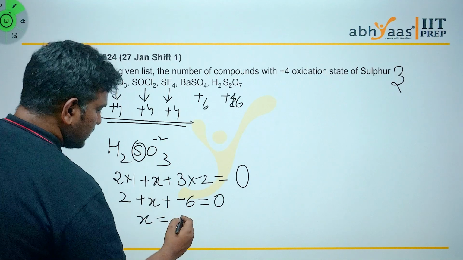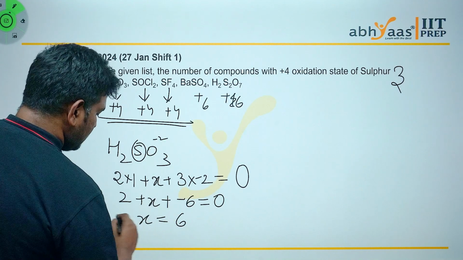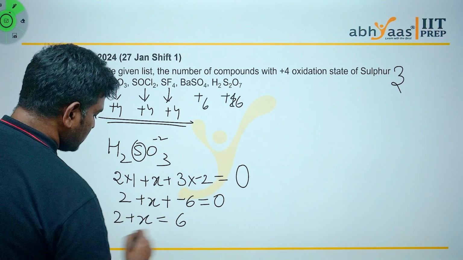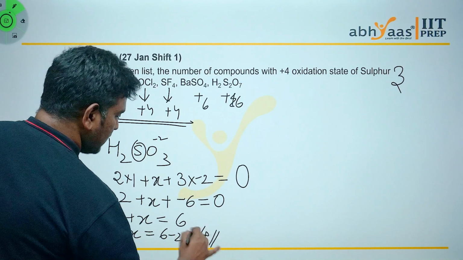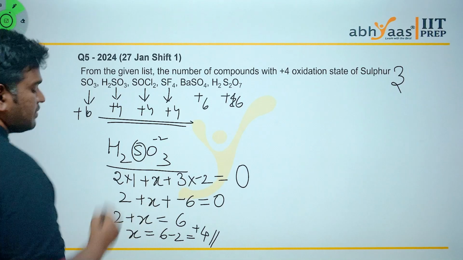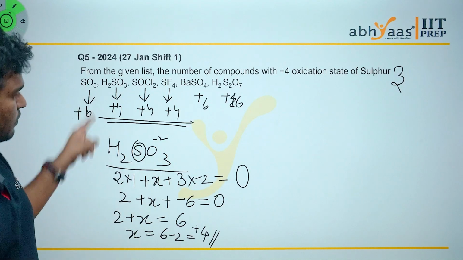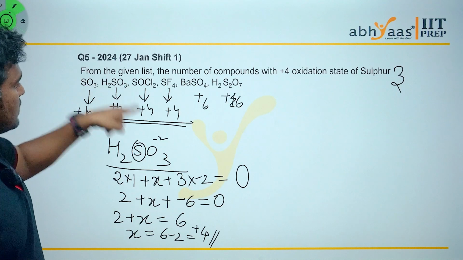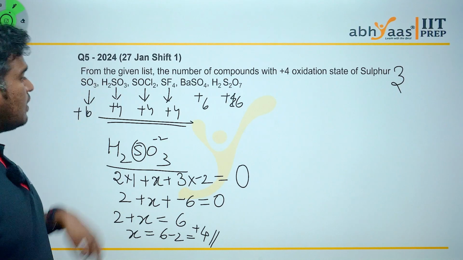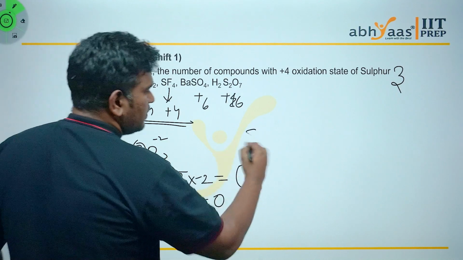Now 6 will be going to the other side, and 2 will be remaining here. So 2 plus X is equal to 6. Now X is equal to what? 6 minus 2. We will be getting +4. So H2SO3 I have shown. In the same manner, if you look for this particular oxidation state, you can see that SOCl2 and SF4 also will be having +4. SF4 also I will show you.